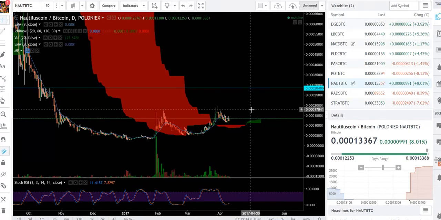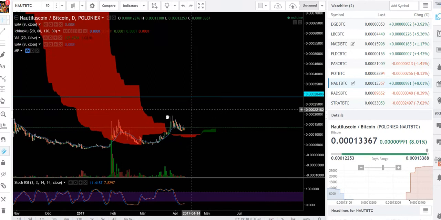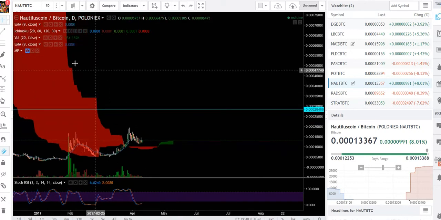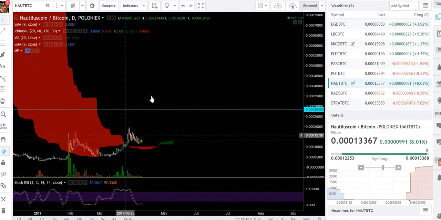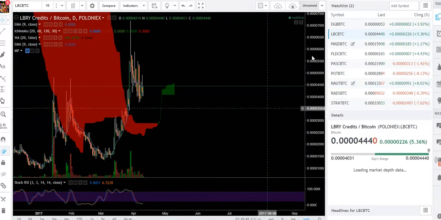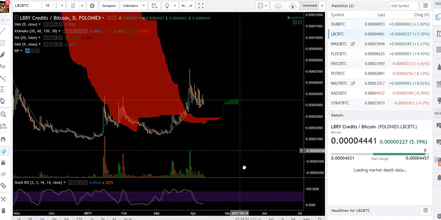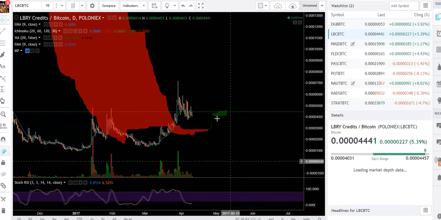And if we move on here, as we start to climb and make another leg up, then our support's going to start to move up too. Our clouds will start to shift, and we'll start to paint a whole new picture on this side of the clouds. And same thing for Libra. Same thing, guys. This really looks a lot like Nautilus coin, actually.